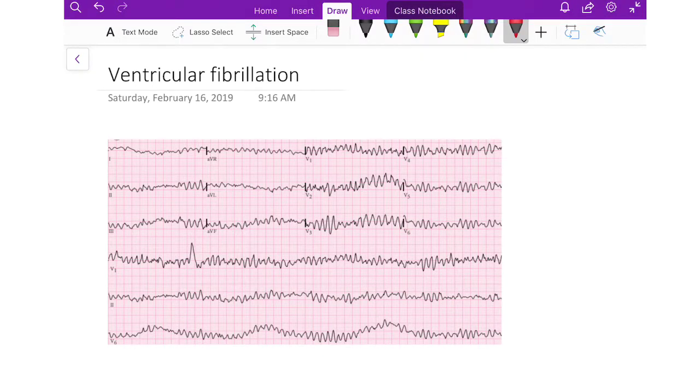This lecture is about ventricular fibrillation. If you see this rhythm in a patient, you have to freak out because most likely your patient is dead or is dying. How to recognize it?